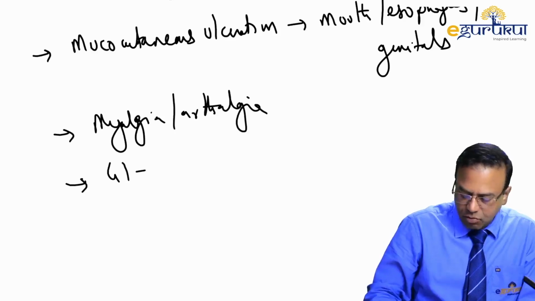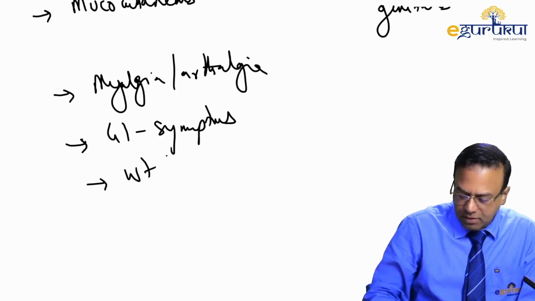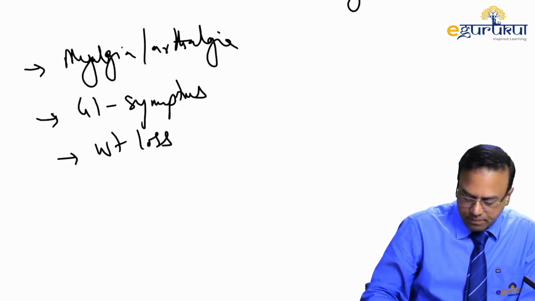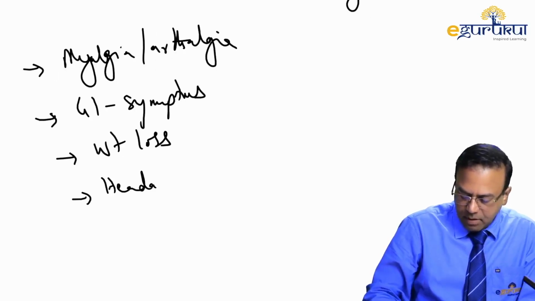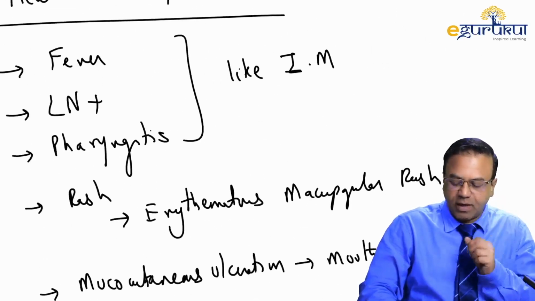GI symptoms are known to occur in about 50% of patients. Weight loss can occur, headache, and about 1/4 of patients, that is 25% of patients, can develop aseptic meningitis. So these are all the ways in which an acute HIV syndrome can manifest.